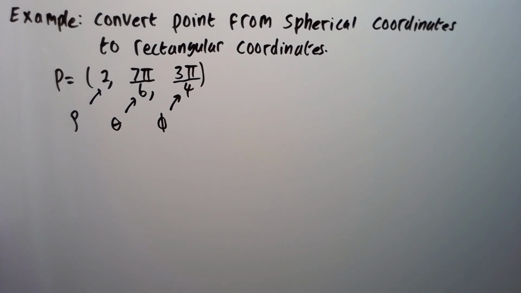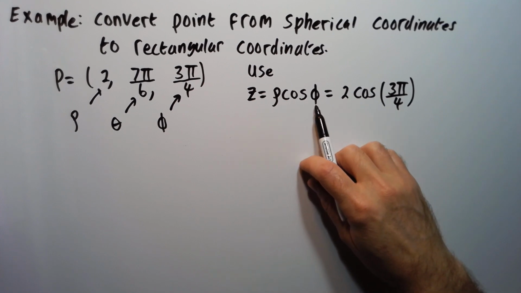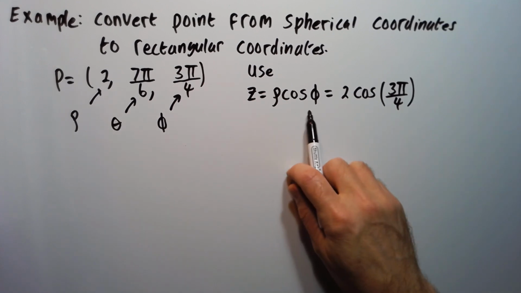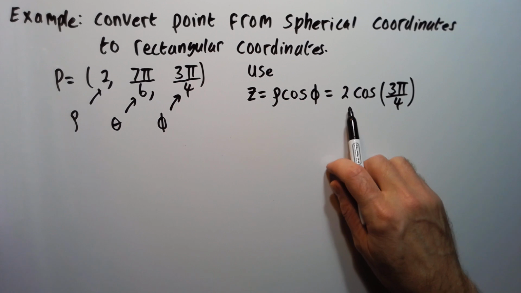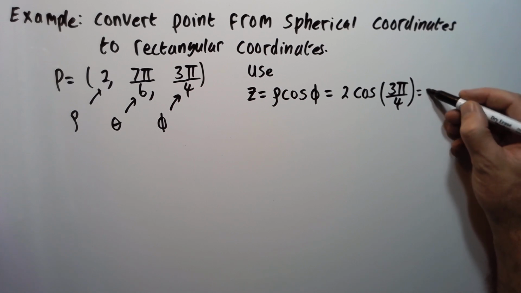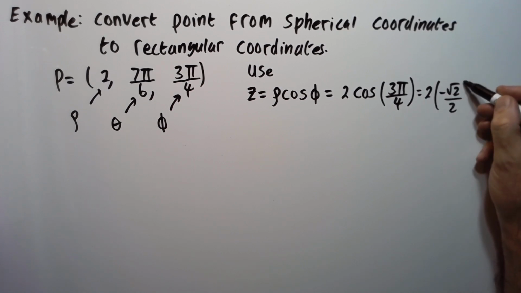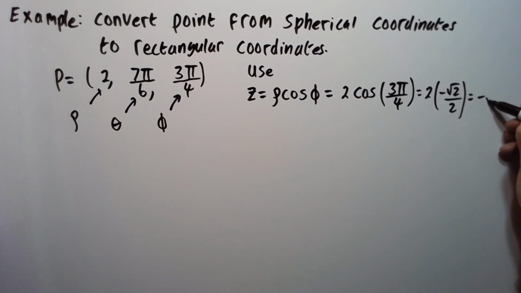First we'll use z equals rho cosine phi. Let me write that here. So we'll have z equals rho cosine phi. The rho is 2, the phi is 3π/4. That's in the second quadrant, so cosine is going to be negative square root of 2 over 2. So it'll be 2 times negative square root of 2 over 2, which is just negative square root of 2. Let's find the r next.